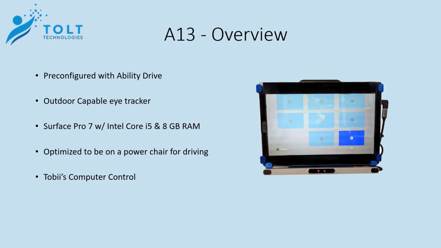What exactly is an A13J? Well, an A13J is an eye gaze tablet that comes pre-configured with Ability Drive on it. It has an outdoor capable eye tracker and is a nice computer. It's a Surface Pro 7 with an Intel Core i5 and 8 GB of RAM that has been specially optimized to be on a power chair for driving. It also has Tobii's computer control.